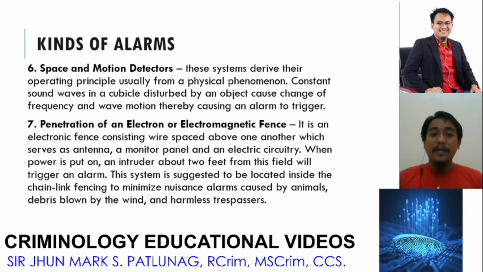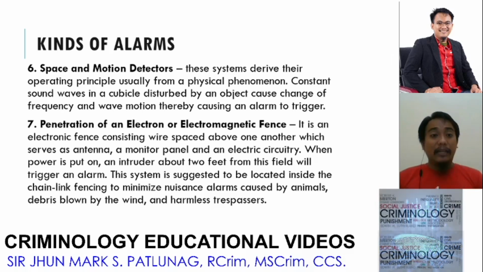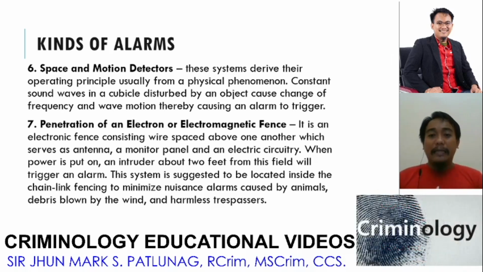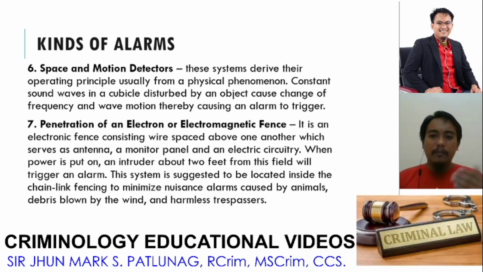Number 7, penetration of an electronic or electromagnetic fence. It is an electronic fence consisting of one space above another which serves as an antenna. May antenna po siya, nasa taas. A monitor panel of an electric circuitry. When power is put on, an intruder coming within about 2 feet po, by the field or by the fence by itself, could trigger the alarm.